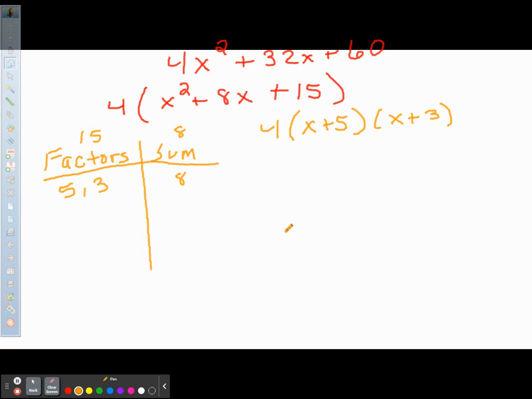Now what questions do you have for me? You have to put this number in front of it. If you just left x plus 5 times x plus 3, it would only give you x squared plus 8x plus 15 when you multiplied it out. And you want it to give you 4x squared plus 32x plus 60. So x plus 5, x plus 3, that's the two factors of this. The original has 3 factors. It has 4 as a factor, x plus 5 as a factor, and x plus 3 as a factor.